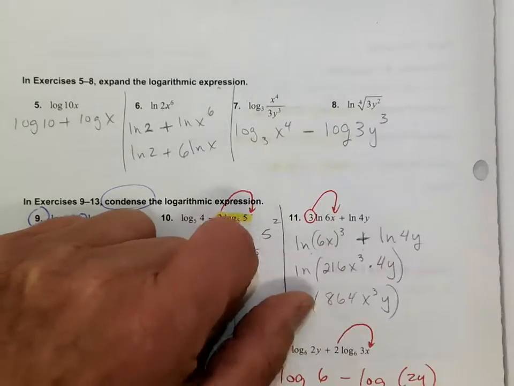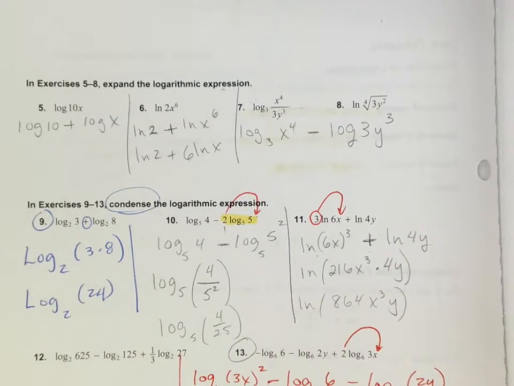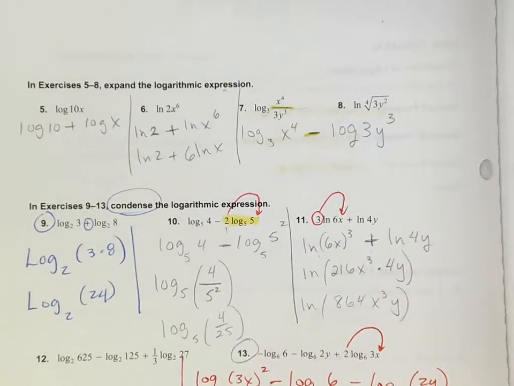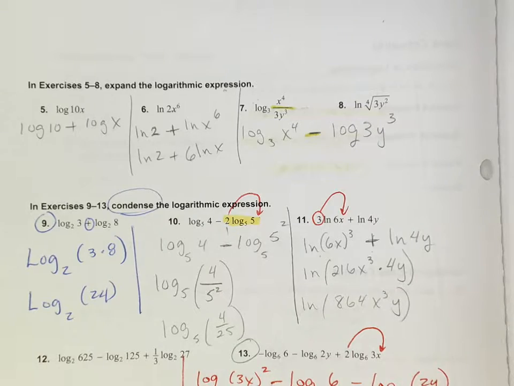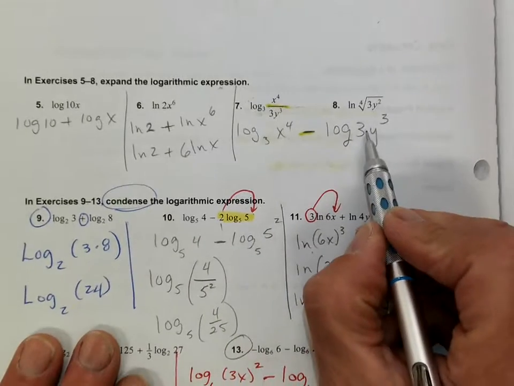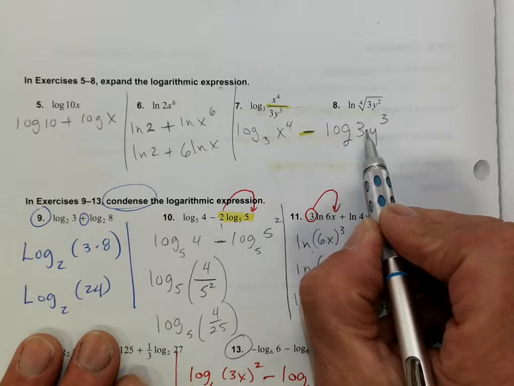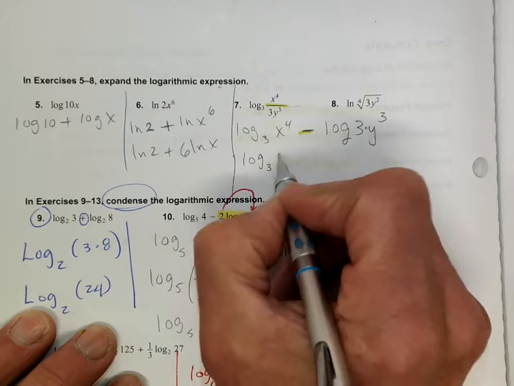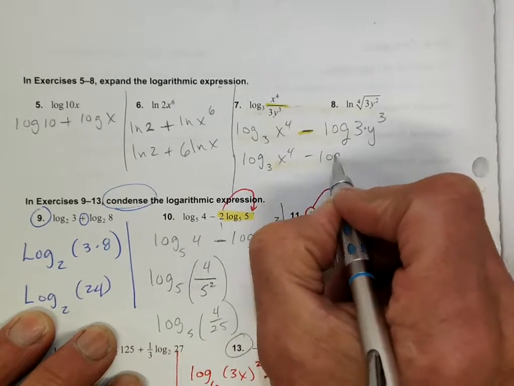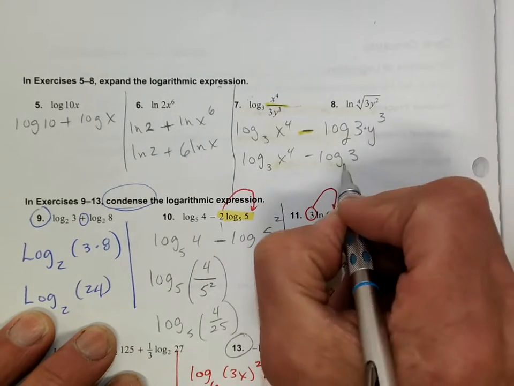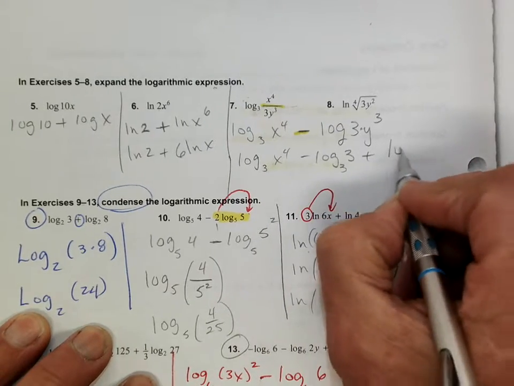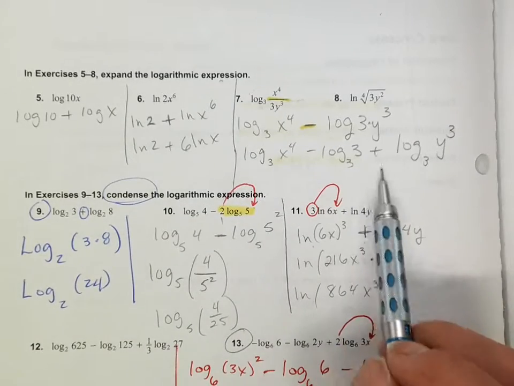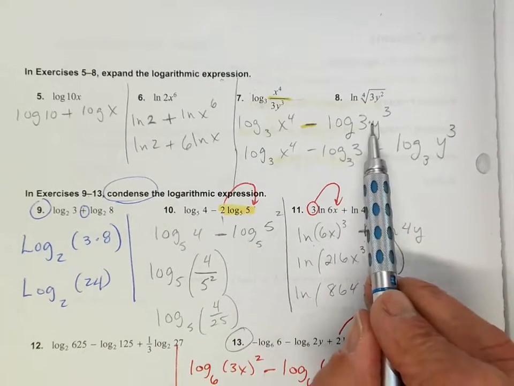Of 3y cubed. So all I did was this. Here's my subtract right there. Now there's more to do. There's an invisible times sign here, isn't there? You guys see the invisible times sign? I do see it. Log base 3 of x to the 4th minus log base 3 of 3 plus log base 3 of y cubed. All I did, invisible times sign, I made a plus.